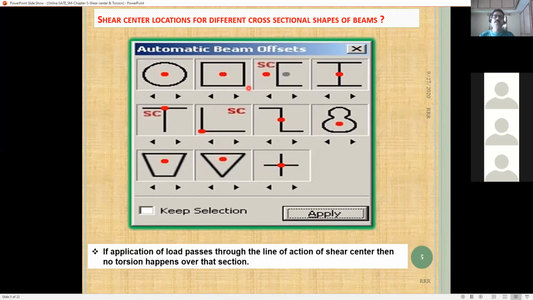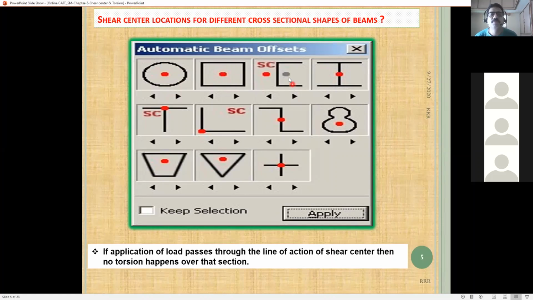If the section has a symmetric axis, then the shear center passes through the centroid. If you see the cross section is a circle, obviously this is symmetric, then it will pass through the centroid. Please remember, I'm talking about vertical symmetry only, not horizontal symmetry here, right? Then it will pass through the centroid. A rectangle is also the same.